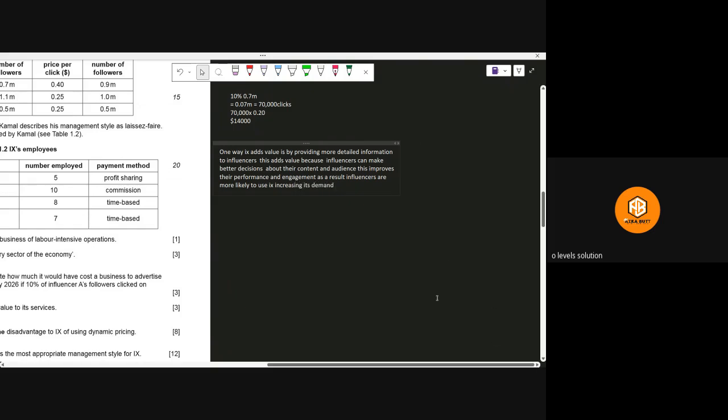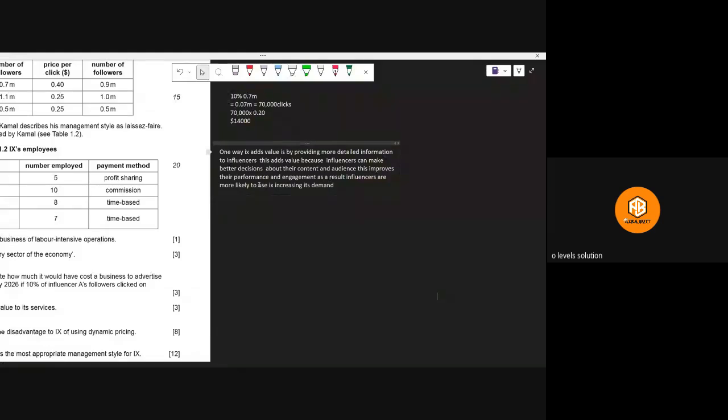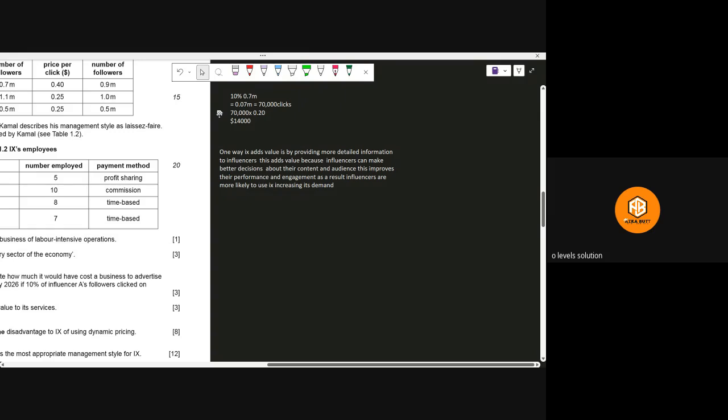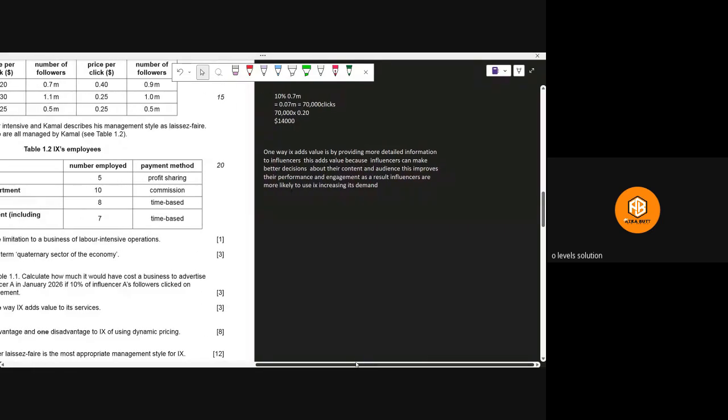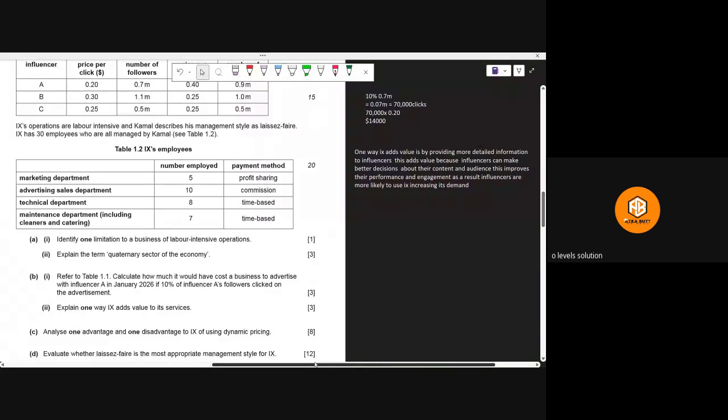Yeah. So this is one way they can add value: providing more detailed information to influencers. This adds value because influencers can make better decisions about their content and audience. This improves the performance. They will be able to see who is following them and the details of their audience, and according to that, they will make content. Since they are targeting the right audience, it will increase the engagement as well. So as a result, the influencers are more likely to use IX, increasing its demand, because now the influencers know that they have more followers.